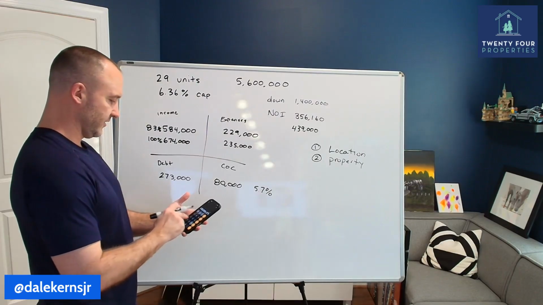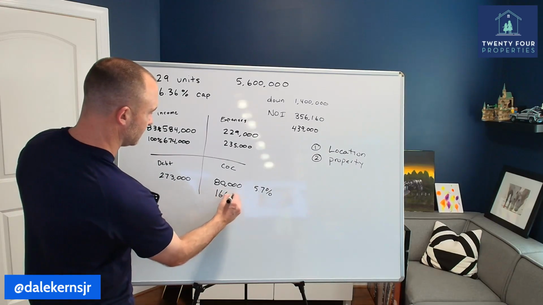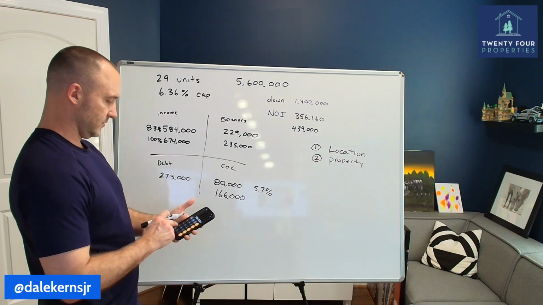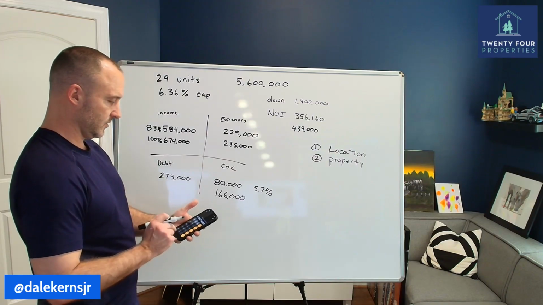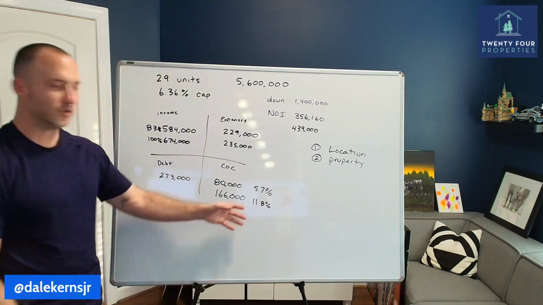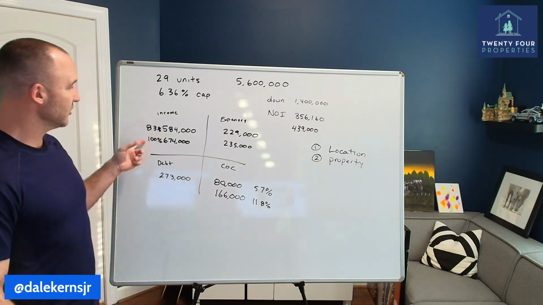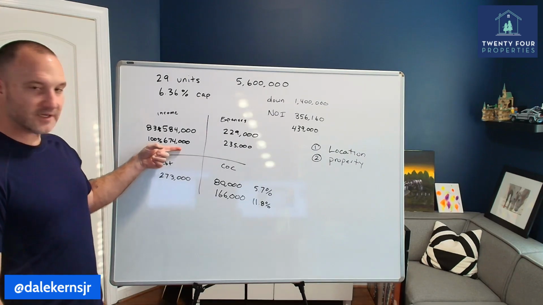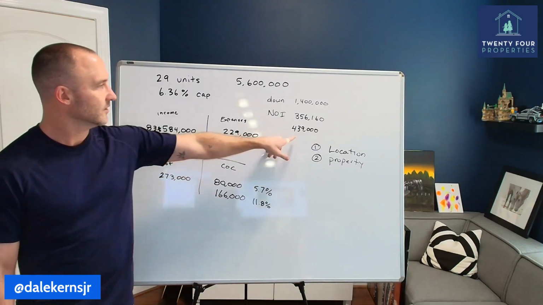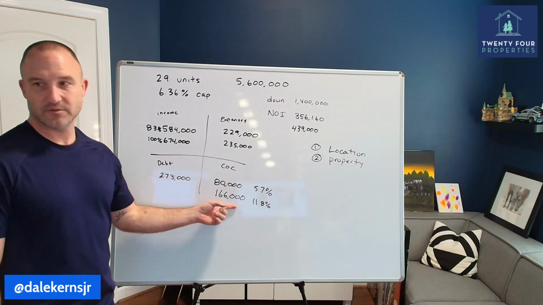Minus our debt, 273. 166. This doubles. Divided by 14, 11.8. This is what you're looking for. A value add. They're at 80% occupancy. To get to 100%, you get 80,000 more in income. Your expenses go up a little bit. Your NOI goes up 80,000, but your cash on cash return doubles.